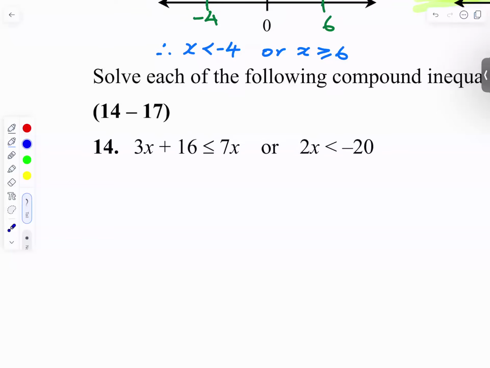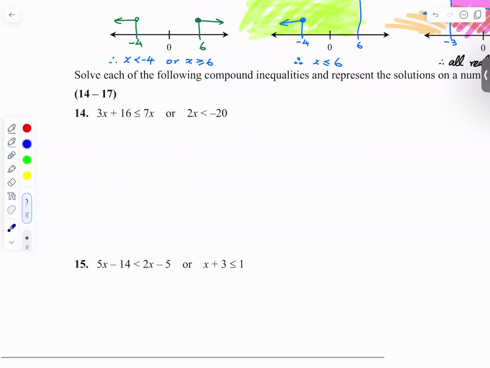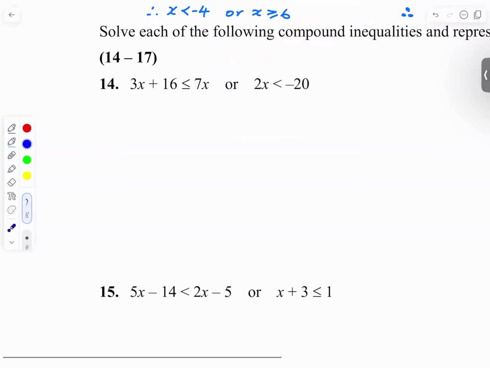Give you 2 minutes to do question 14 and 15. You do the calculation and then drawing part, we will do it together.